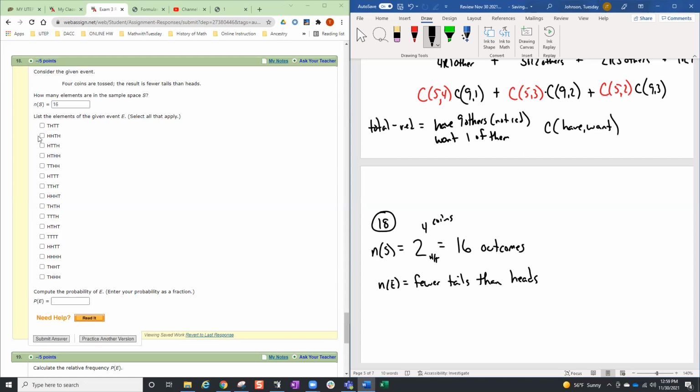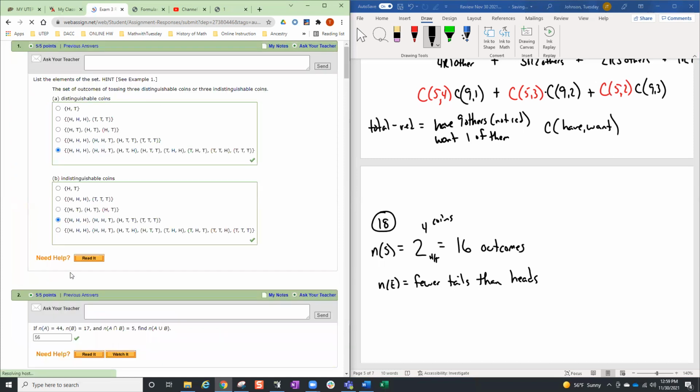I'm going to use this to count fewer tails than heads. That has fewer tails. That's equal. That has fewer tails. Fewer tails. Fewer tails. 1, 2, 3, 4 out of 16. And of course, we would reduce that down to a quarter. And I didn't get the problem right because I didn't mark all of these.